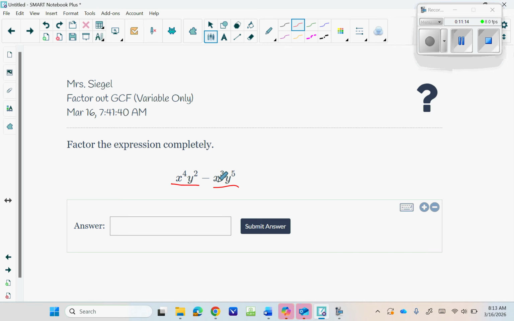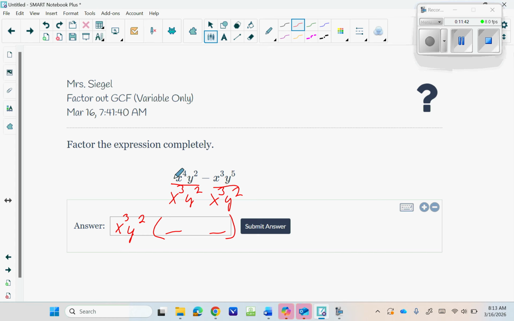So I'm going to look at the x's, and I'm just going to take out the smallest exponent that I see. So that's going to be an x to the 3rd. And then the smallest y exponent that I see is going to be a y squared. Okay, so I have an x to the 3rd y squared on the outside, and then I'm going to have 2 terms on the inside.